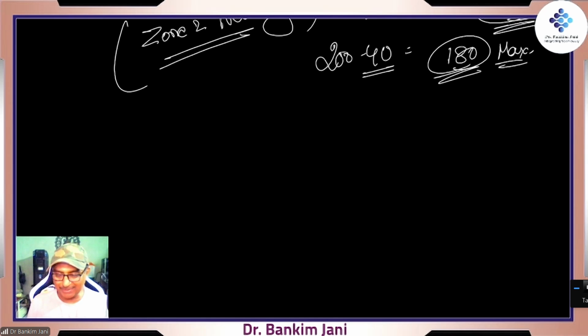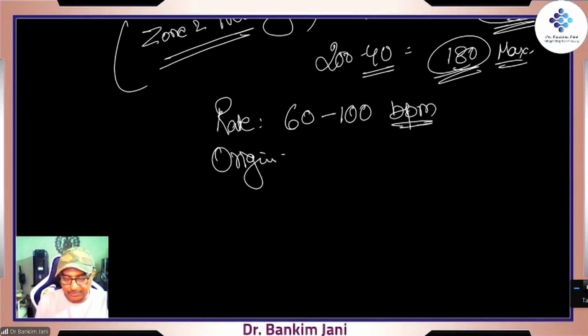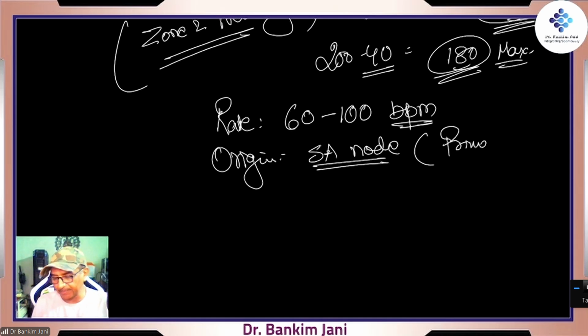So coming back to this, normal heart rate, when the heart rate is between 60 to 100, this is considered as normal, right? 60 to 100 beats per minute. This is normal heart rate. And it should start from the SA node, because that is our primary pacemaker.